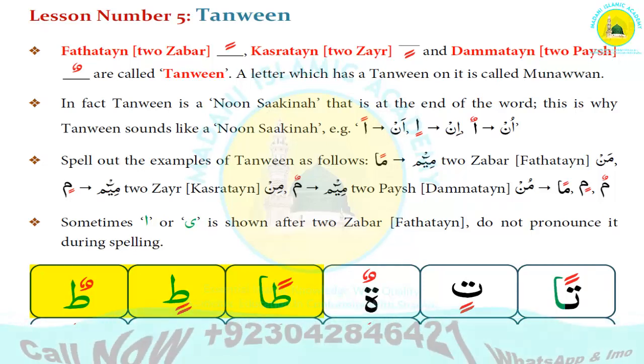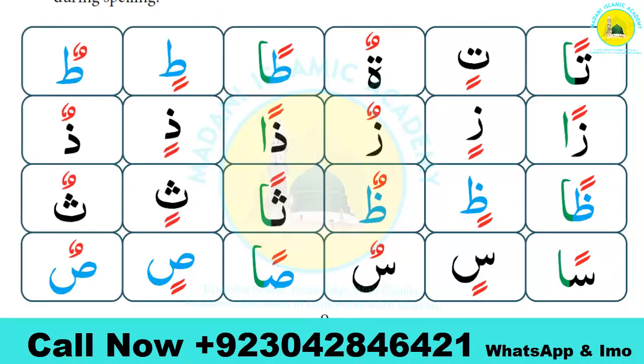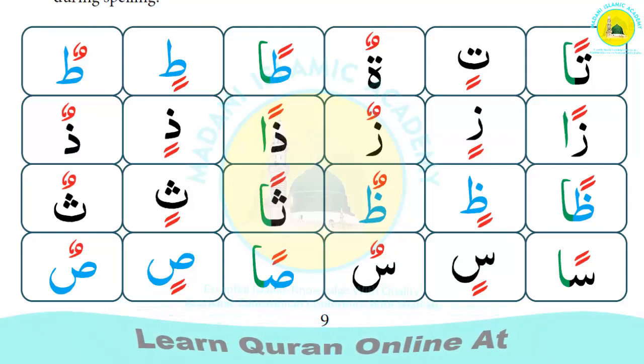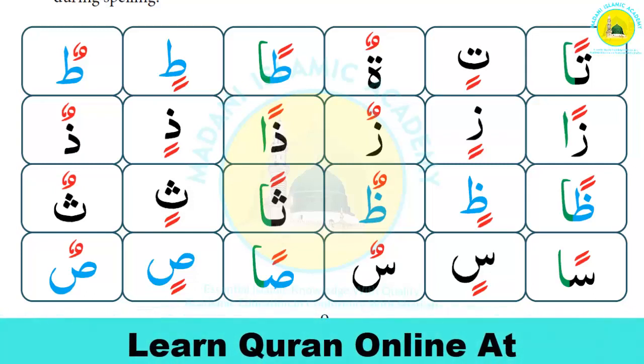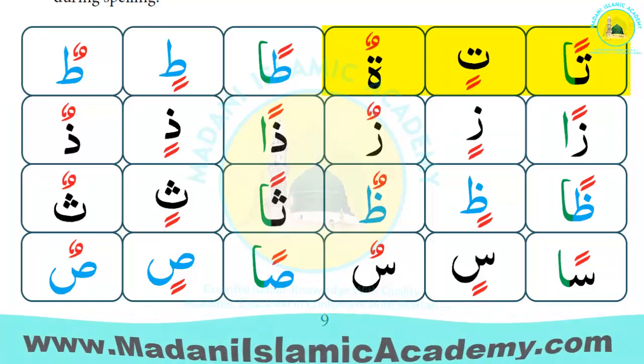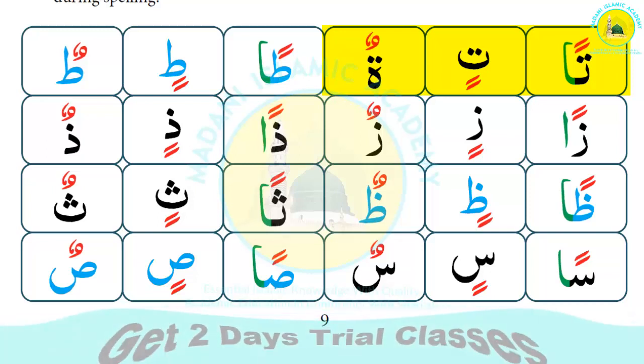So let's repeat this lesson inshallah azawajal. We're going to read the whole lesson inshallah azawajal. I'll try to read it slowly so that inshallah azawajal you can read after me as well inshallah. So we're going to start from the beginning again. Ta, do zabar, tan. Ta, do zer, tin. Ta, do pesh, tun.